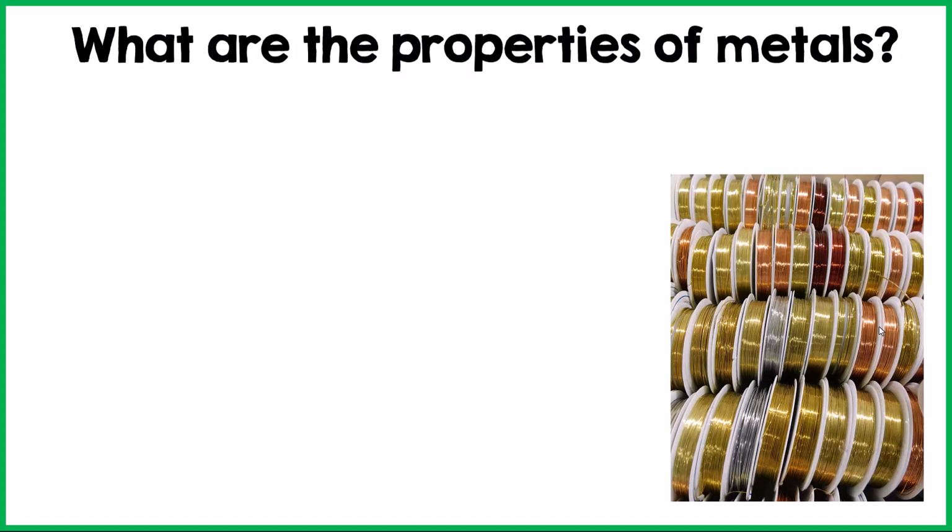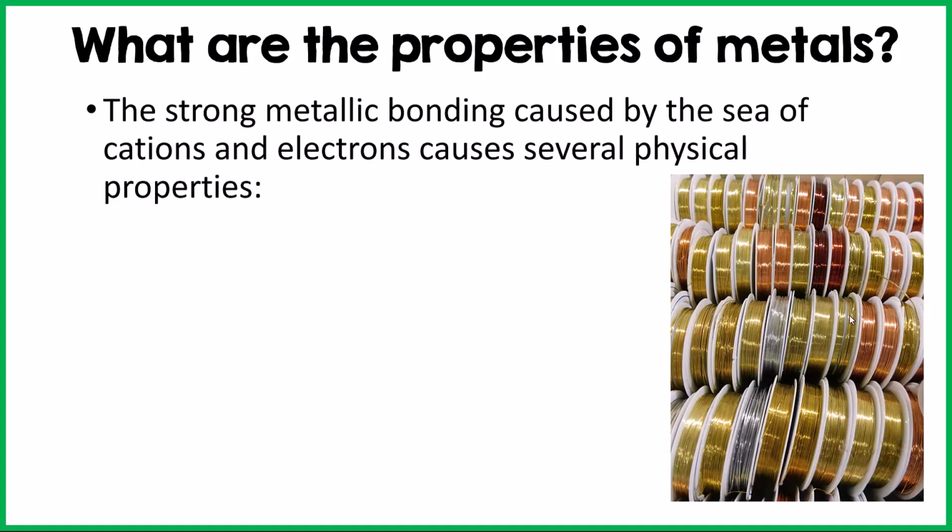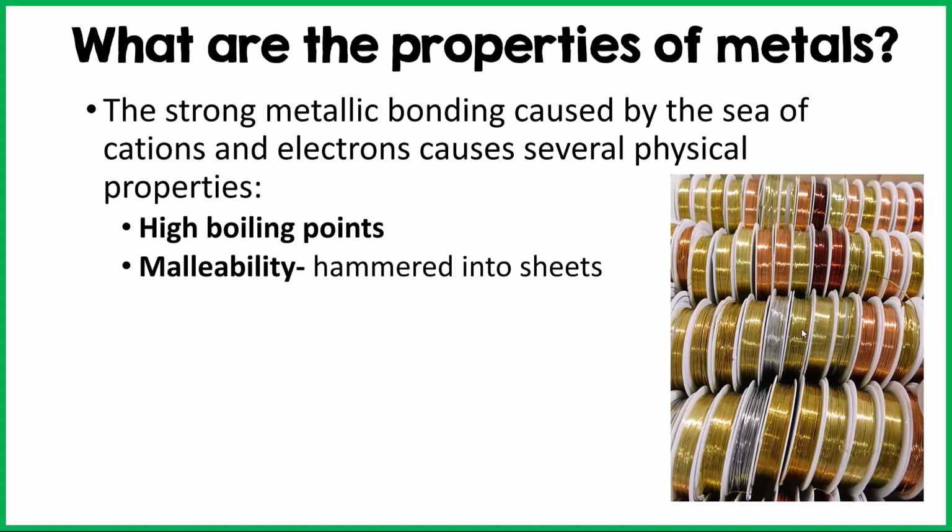So, what are the properties of metals? The strong metallic bonding caused by the sea of cations and electrons causes several different physical properties. Metals have high boiling points because they are so closely condensed together. They are malleable, which means that they can be hammered into sheets. So the layers of cations and electrons in metallic bonding allows for them to slide over each other when force is applied. So that contributes to the property of malleability.